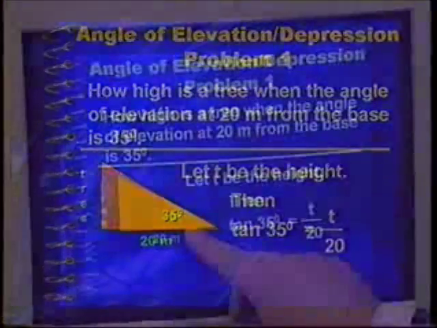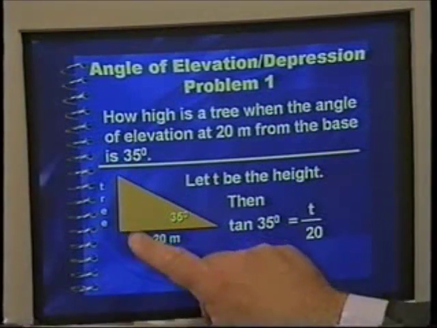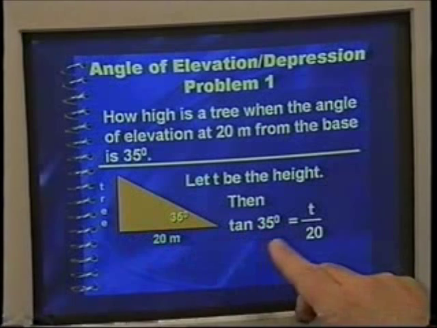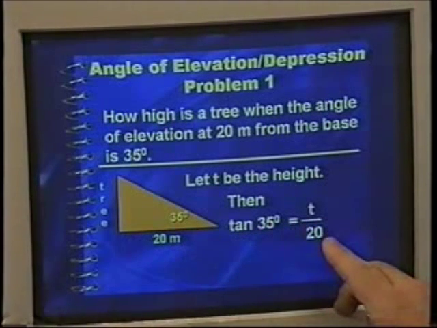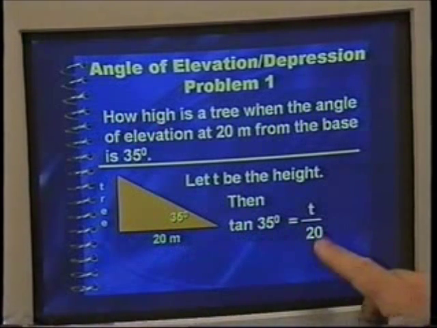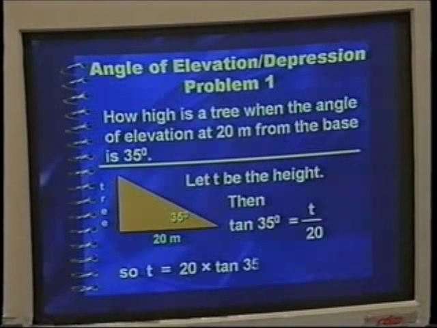Then I know for this angle that the opposite is the height of the tree t, the adjacent is 20. Tangent 35 equals t on 20. Cross multiply the 20 by the tangent of 35, so the t then becomes 20 times the tangent of 35, and that equals 14 meters.